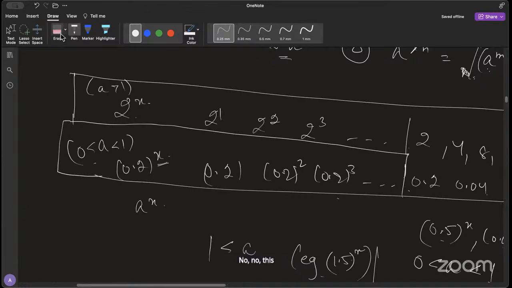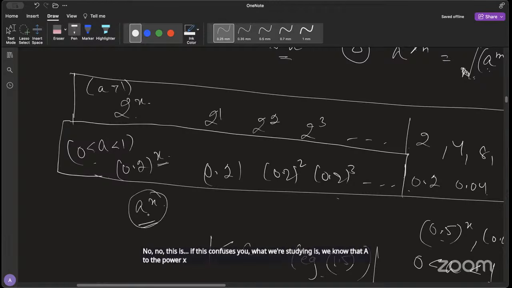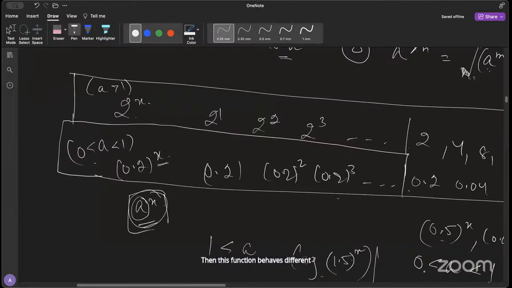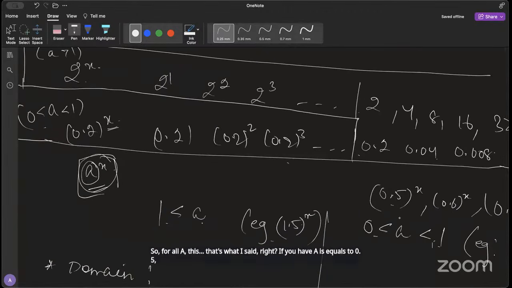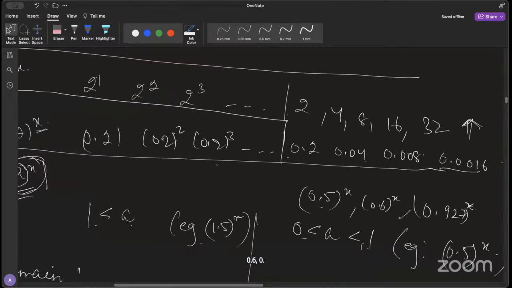No, I just want to say, if this confuses you, what we are studying is that a to the power x behaves differently depending on what the value of a is. If a is greater than 1, then this function behaves differently. If a is between 0 and 1, it behaves differently. So for all a, that's what I said, right? If you have a equal to 0.5, 0.6, 0.7, 0.927, for all these values of a, all of these behave more or less the same way.